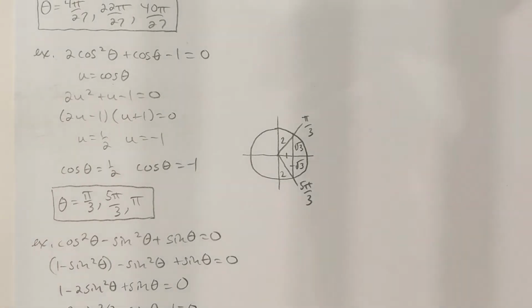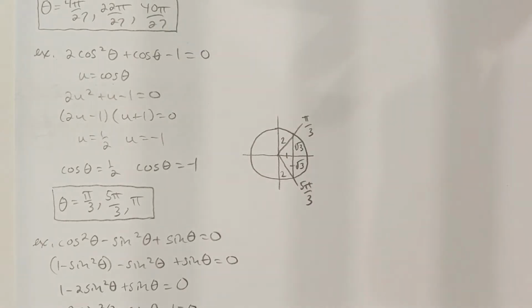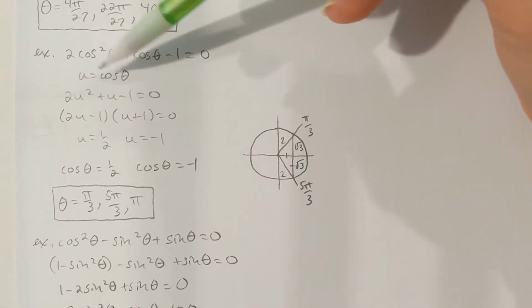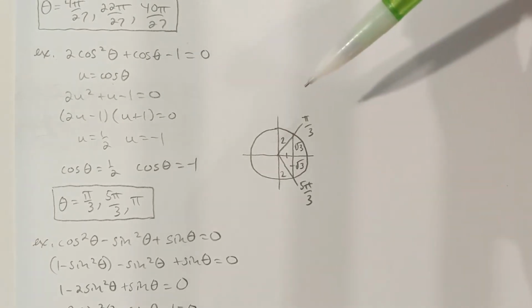Okay, here's another one. Let's solve the equation 2 cosine squared theta plus cosine theta minus 1 equals 0. Now this is a trig equation, obviously, because of the cosine theta terms that we see. But we could also call this a quadratic equation, right? This is quadratic in form because I've got a squared term, a linear term, and a constant all added together to give 0 on the right.